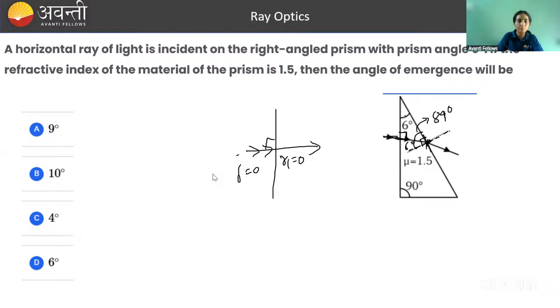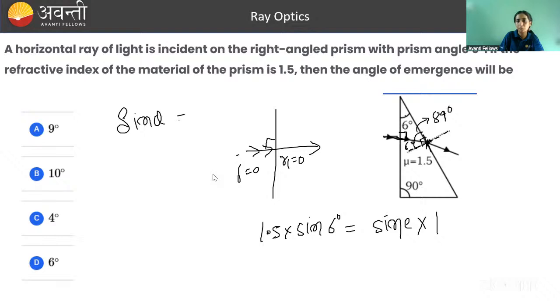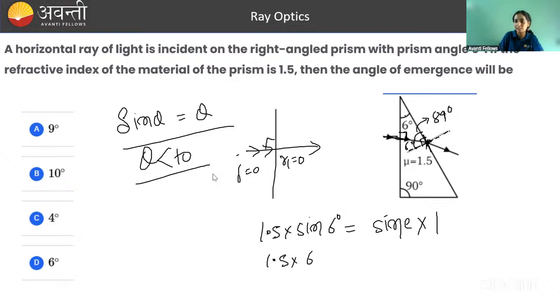Yes, very good. So if you apply Snell's law, what will you write? Mu, that is 1.5, into sine 6 degree is equal to sine e into the refractive index of medium 1. For a small angle, what have we studied? Sin theta we can write as theta if the angle is small, right? So how small? If theta is less than 10 degree, and 6 degree is less than 10 degree, we can write sin 6 degree as 6. Okay? So that is equal to sin e.